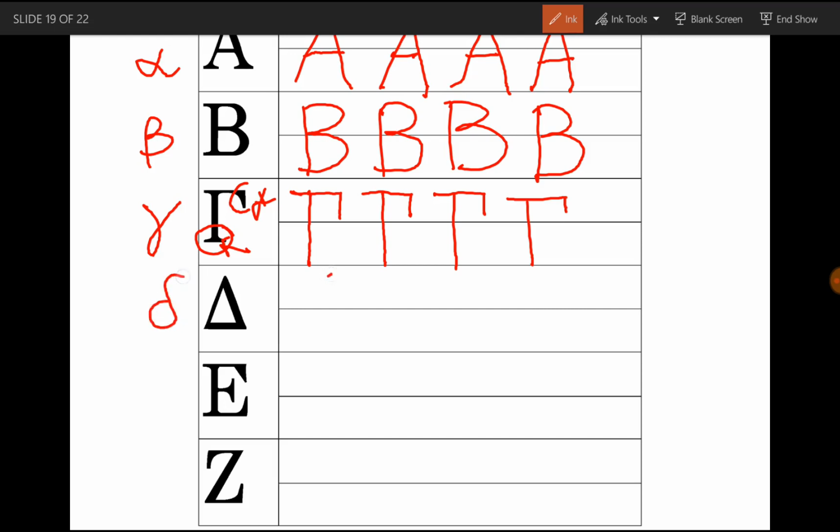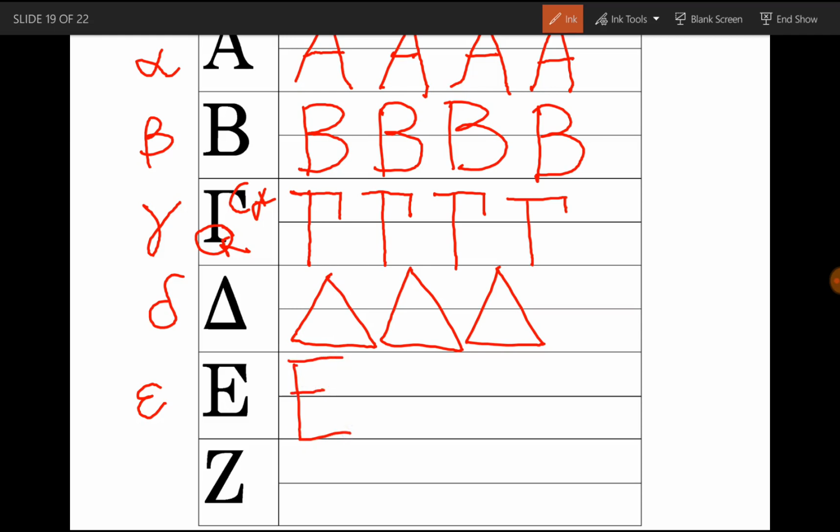So the small delta is like this. This is delta. This is the epsilon. Small epsilon's like this. Just draw it like an E. Don't have to add this stuff right here. That's all just fancy font stuff. An epsilon is just fine like this.